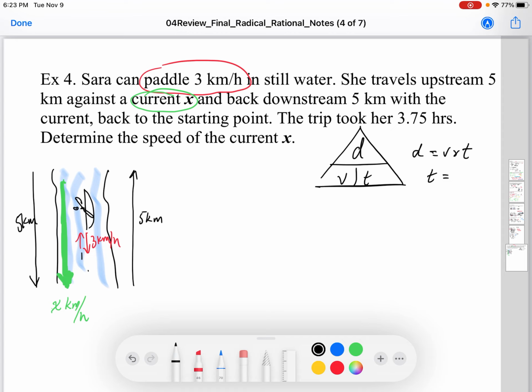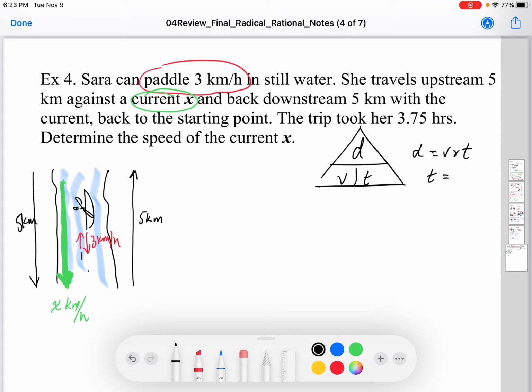So the distance that she's going is 5 kilometers. Her rate is 3 kilometers an hour. But since the current is going to push her, we're going to have a faster speed going one way versus the other. And it says the trip took her 3.75 hours. Determine the speed of the current x.